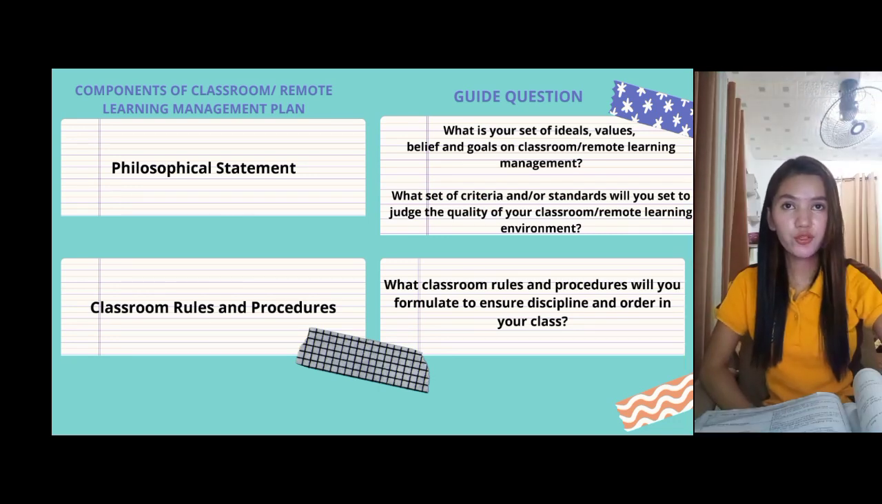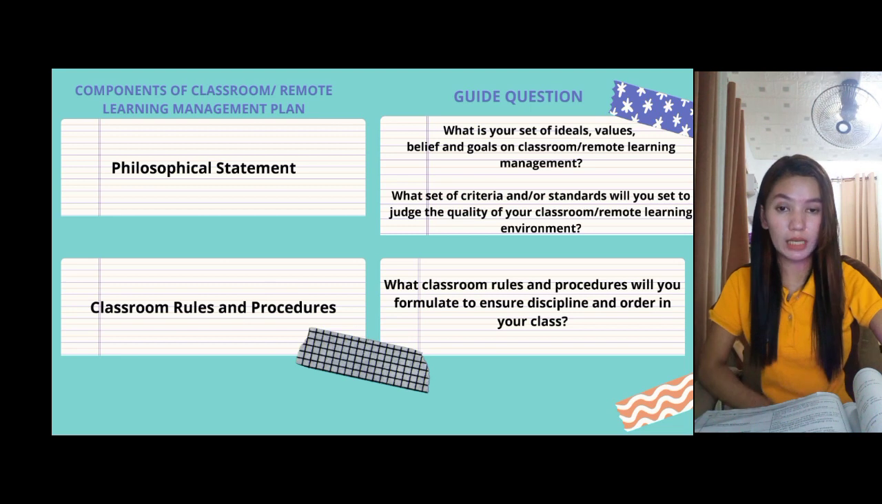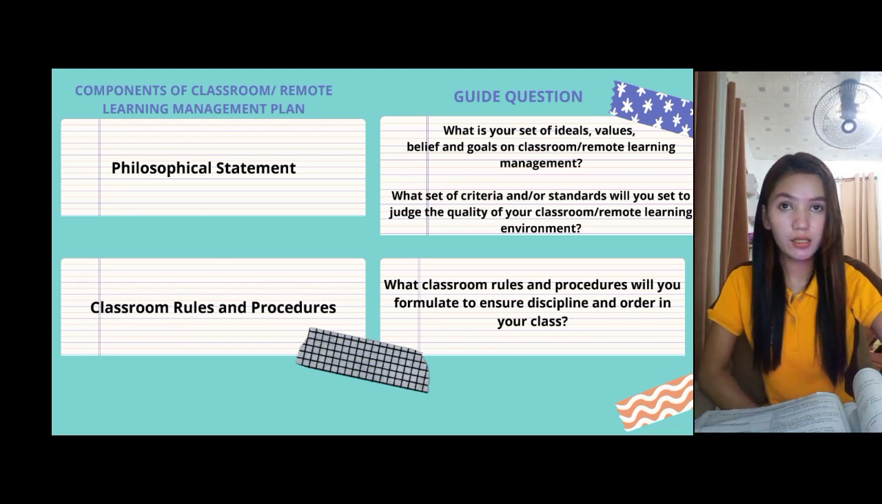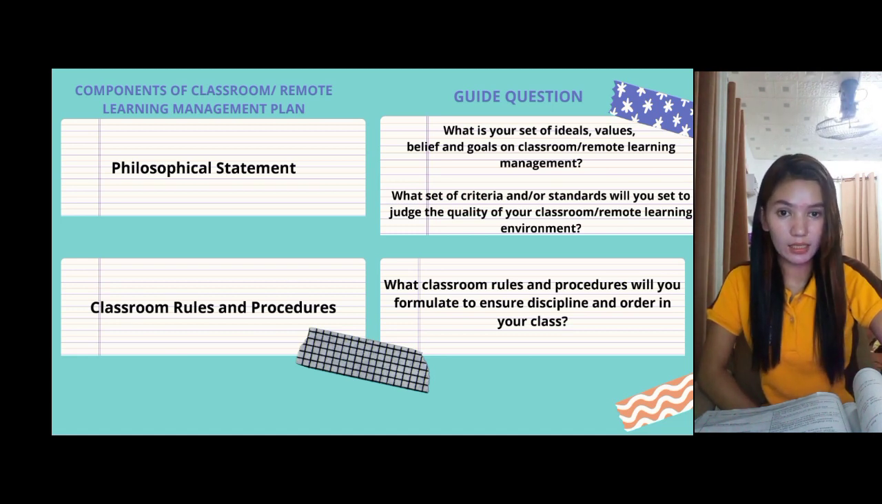So next is classroom rules and procedures. So what classroom rules and procedures will you formulate to ensure discipline and order in your class? So if you can still remember our previous discussion in FS1, I think, we tackled there about setting classroom rules and routines. And having effective classroom rules is one of the components of a classroom or remote learning management plan. Why? Because we need to ensure the order and discipline in our class.